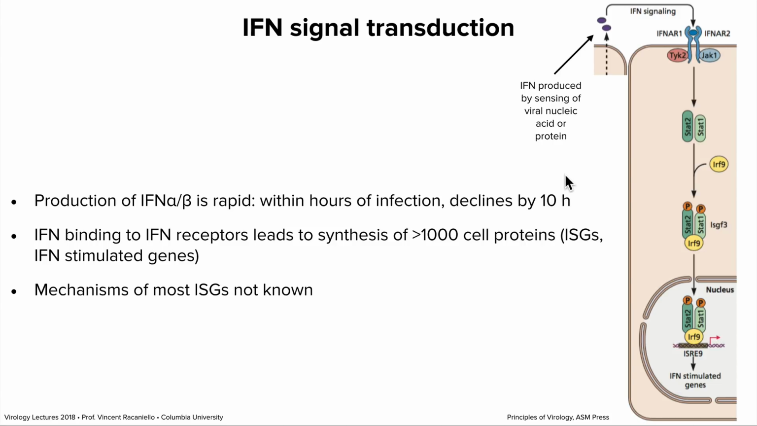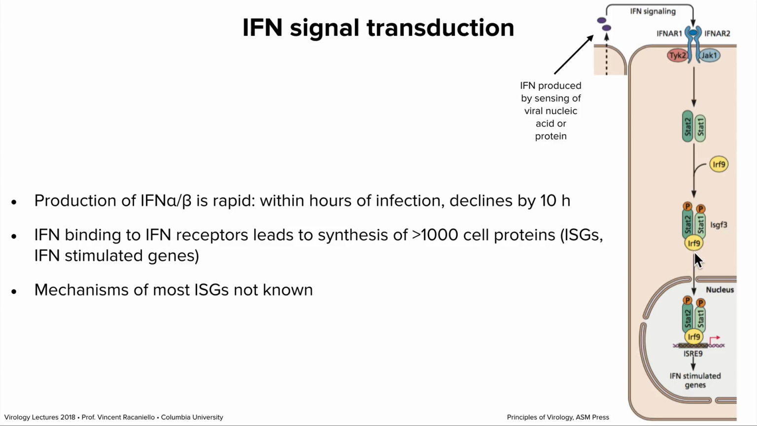The interferon that's produced is secreted from cells. You can see it's being secreted from a cell here in the upper right. And then the interferon binds to interferon receptors. Depending on the type of interferon, it will bind to a distinct receptor. Here we have type 1 interferon binding to the IFNAR1-2 heterodimer receptor. That binding leads to a signal transduction pathway involving phosphorylation of other proteins.